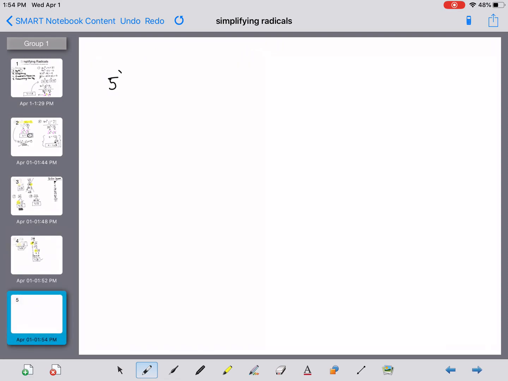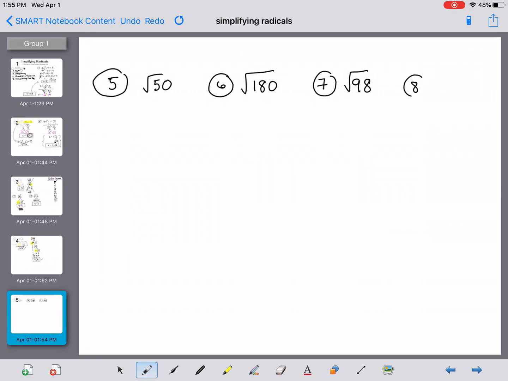All right, so I'm going to give you a few problems to try. Pause the video and then try them. So we're going to do square root of 50, square root of 180, square root of 98, and square root of 26. Pause the video and try these examples.